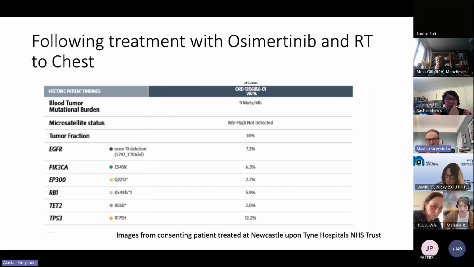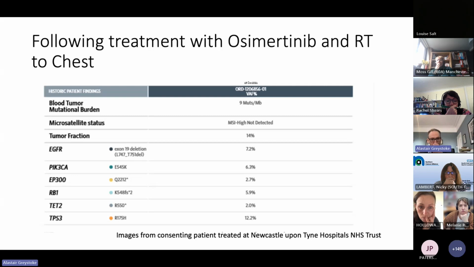Unfortunately, these tablets don't cure our patients, and she had treatment with a tablet. She had radiotherapy to the chest, but then she was progressing. And this is her subsequent blood sample, so monitoring how this patient became resistant to treatment. And you can see there are far more abnormalities. The level of EGFR before, which was at 3.7%, is now 7.2%. So there's more tumour DNA in this lady's bloodstream.